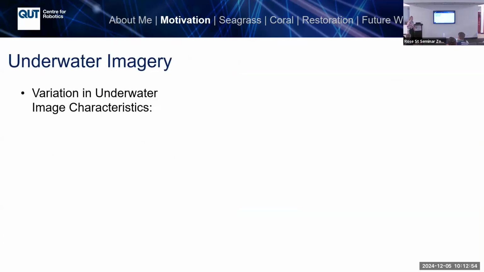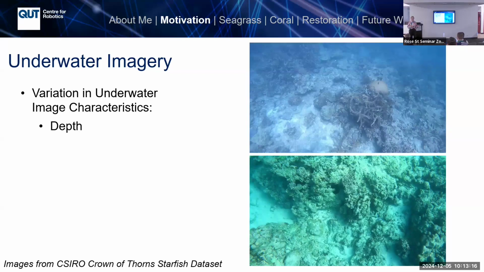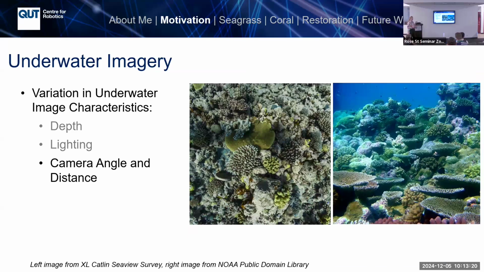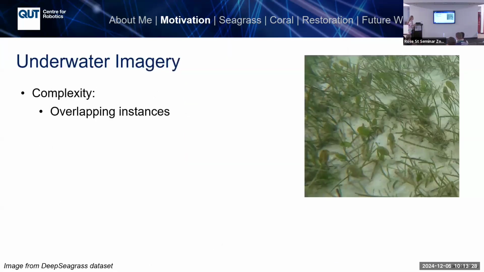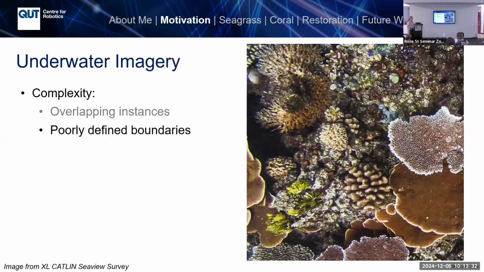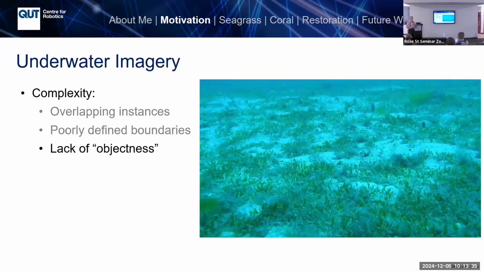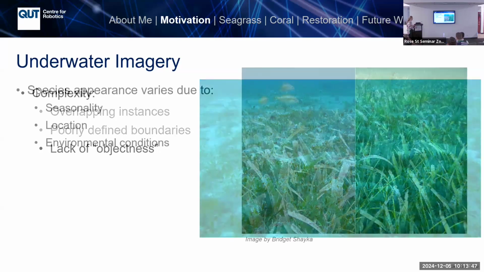Then you get into underwater imagery, and I will say, because I know you guys are at Imaging Group, we deal pretty much exclusively with RGB imagery, and that's because it's cost effective, it's available, citizen science groups have it, it's very widespread. So that's what we're interested in at the moment, but looking at other sensing modalities moving forward for sure. So with underwater images, you get huge variation in the characteristics, of course, due to depth, lighting, camera angles and distances, and then you introduce turbidity and blur into the mix as well. You have high levels of complexity. So you have a lot of overlapping, really poorly defined boundaries, and there's a real lack of that idea of objectness that I talked about before. So there is seagrass in this image, but you can't just point to it with one finger.